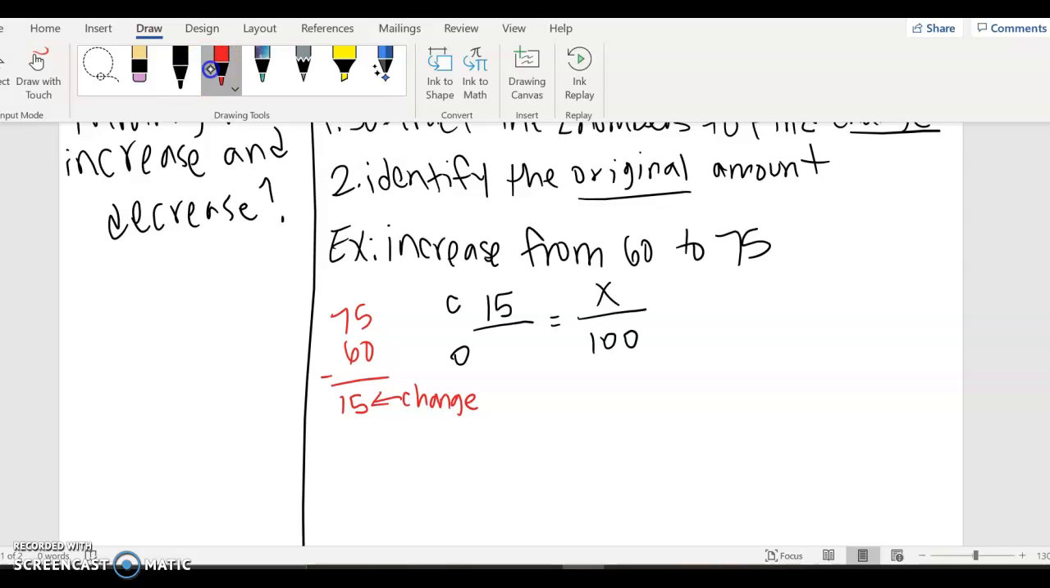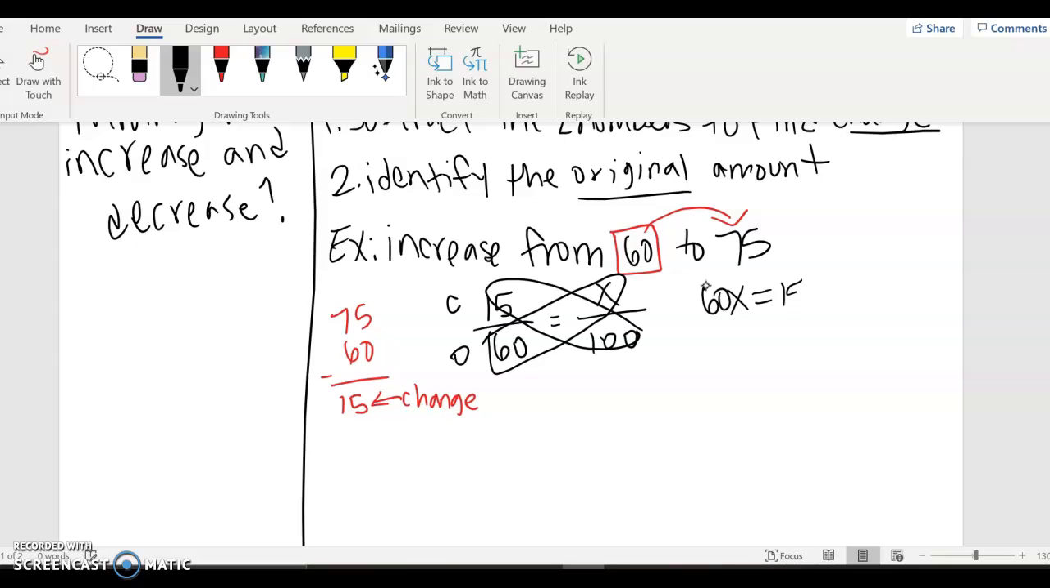Okay, and then step 2, we have to identify the original starting amount. So our starting temperature was 60 and then it moved up to 75. So our starting original temperature is 60 degrees. So that's what we're going to put into our proportion. And then from here, it's business as usual. What we were doing yesterday, we want to cross multiply 60 times x and 100 times 15. Again, we want x by itself, so we're going to divide both sides by 60.